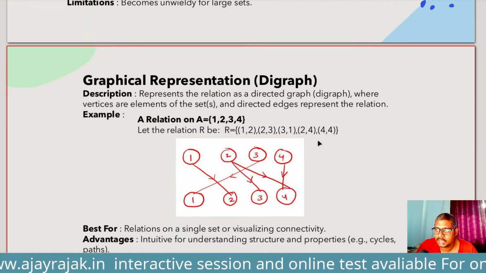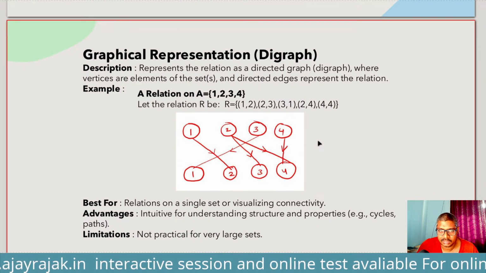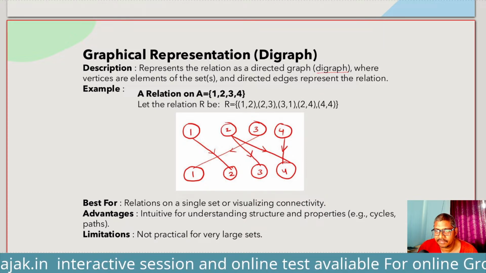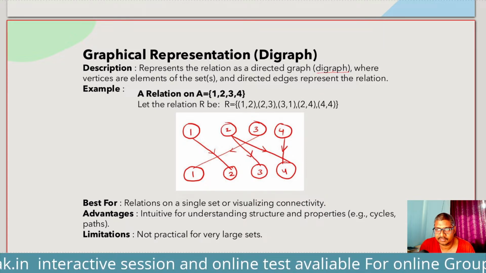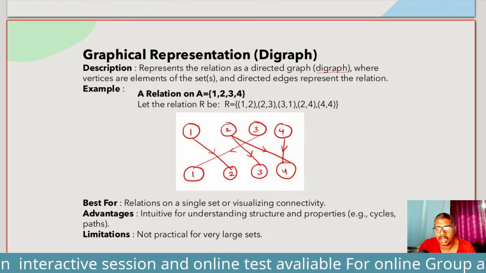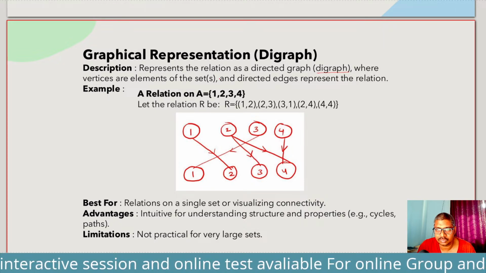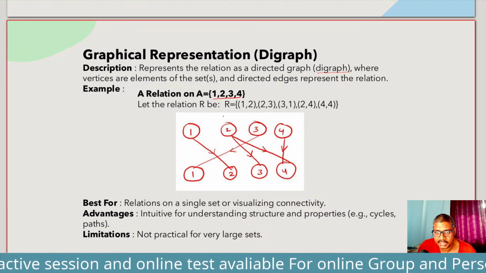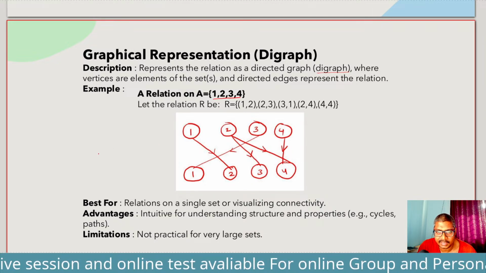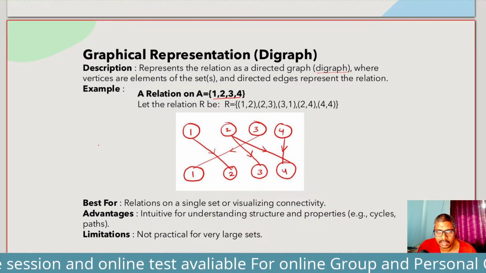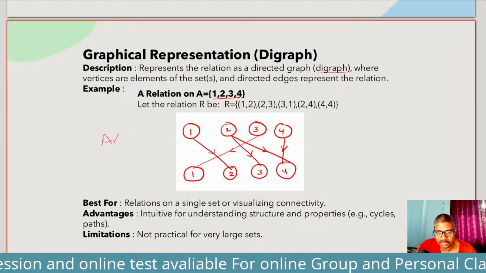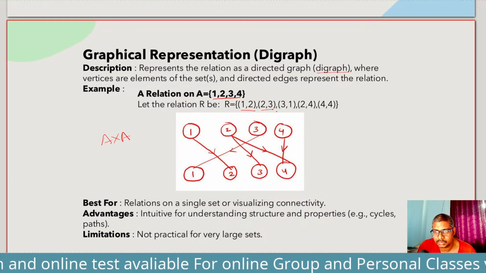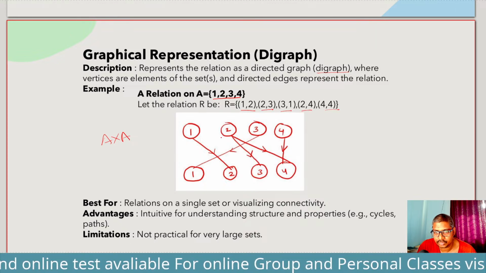Then comes the graphical representation. It represents the relation as a directed graph. Digraph, we refer to it as a digraph, where vertices are elements of the sets. So what are the vertices? All the elements of set A. Suppose a set A is 1, 2, 3, 4, and we are defining a relation on A, right? A on A relation, and we have the relation set here: 1 2, 2 3, 3 1, 2 4, 4 4. So 1 is related to 2.